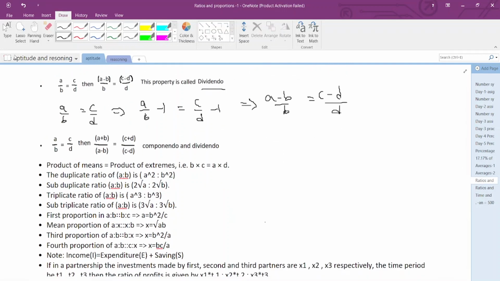Okay, in the same way, if the question is like a by b is equal to c by d, if they ask for componendo and dividendo property, then you will get a plus b by a minus b is equal to c plus d by c minus d.